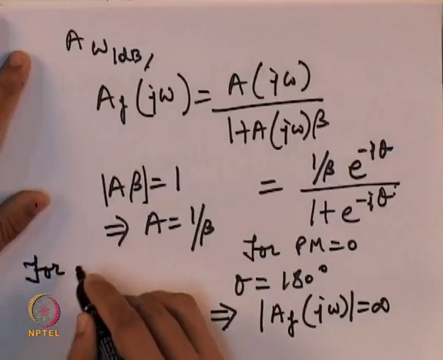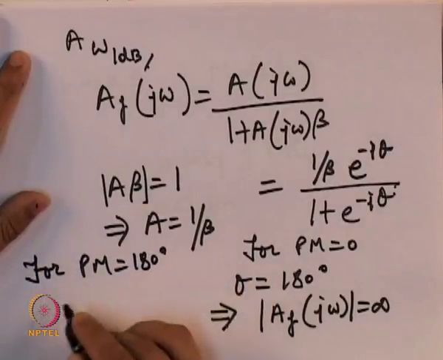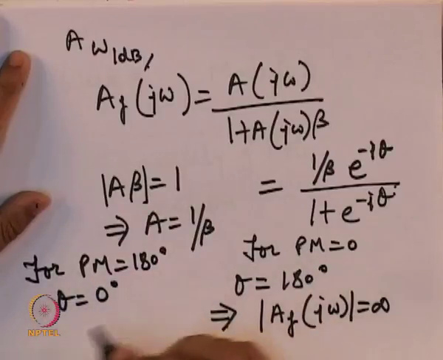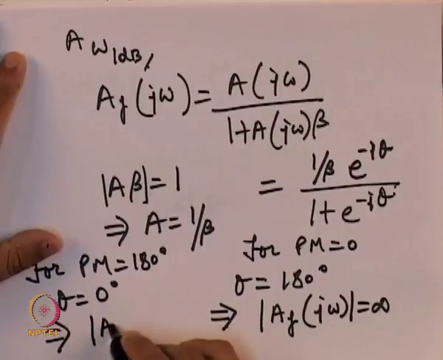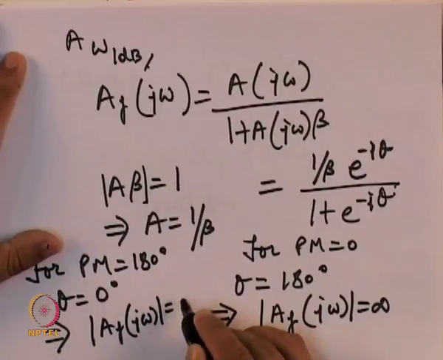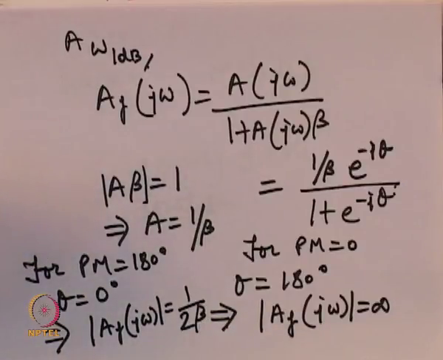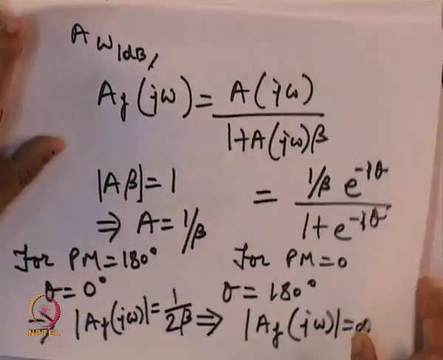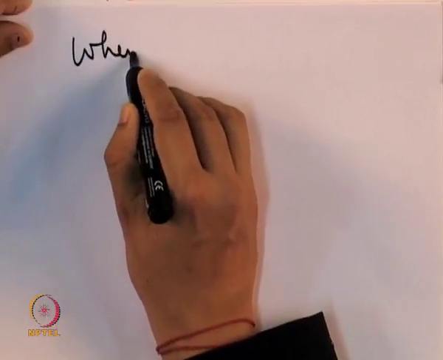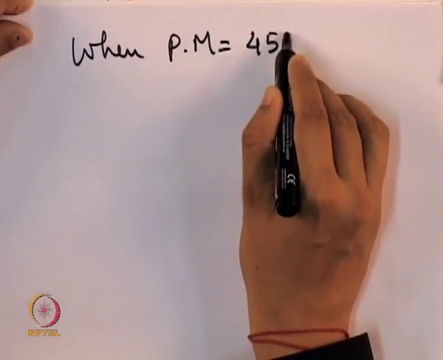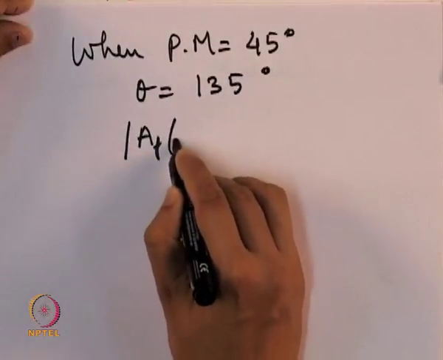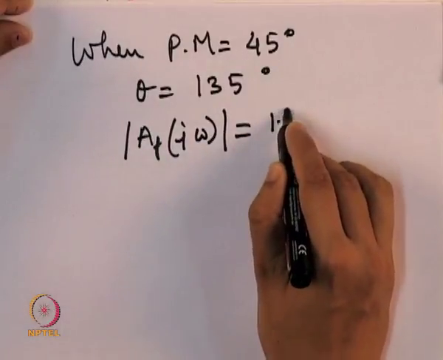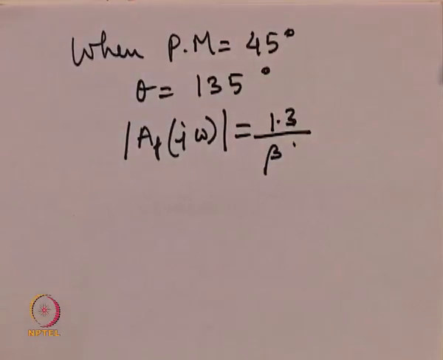For phase margin equal to 180 degree, theta is equal to 0. Now, these two we are deriving from the formula that we just derived. In that case, when theta is equal to 0, your closed loop gain magnitude will be equal to 1 upon 2 beta, which is clearly a stable system. And when your phase margin is equal to 45 degree, theta is equal to 135 degree, and AF of j omega is equal to 1.3 over beta, which is again a stable system.